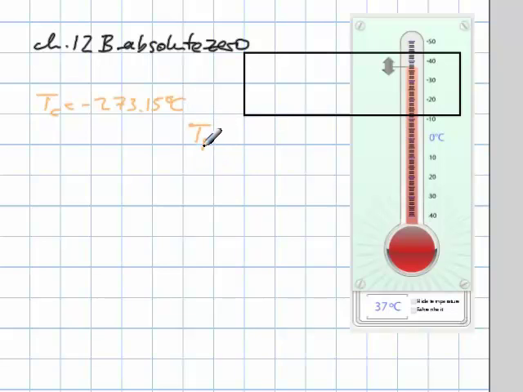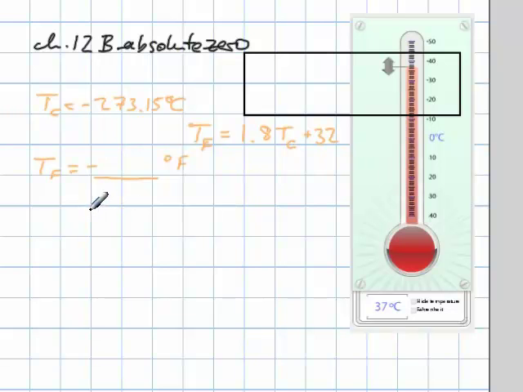conversion. So, Fahrenheit temperature equals 1.8 times the temperature in Celsius plus 32, and when you do that, you come up with the absolute temperature in Fahrenheit for absolute zero, and it's going to be a large negative number.